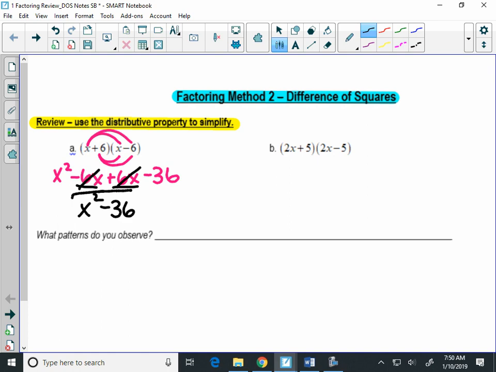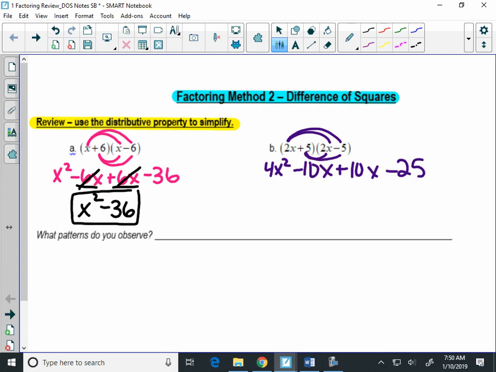Let's try the other one, see what happens here. I'll start with 2x times 2x, which is 4x squared. 2x times negative 5 is minus 10x. Plus 10x. And 5 times negative 5 is minus 25. Well, look what happens. I have negative 10x, positive 10x. Again, those cancel off. So I'll have 4x squared minus 25.